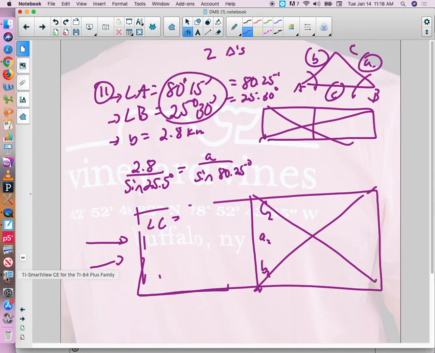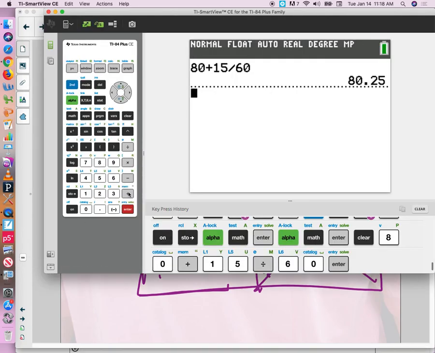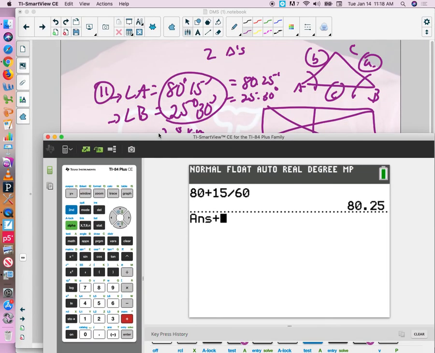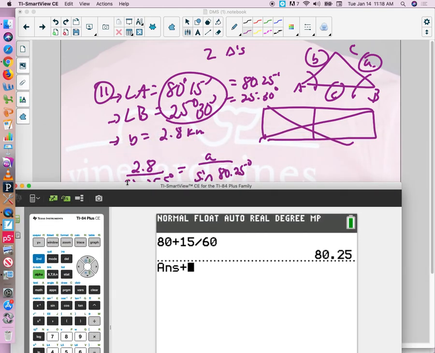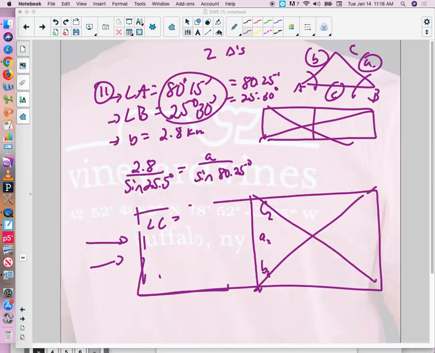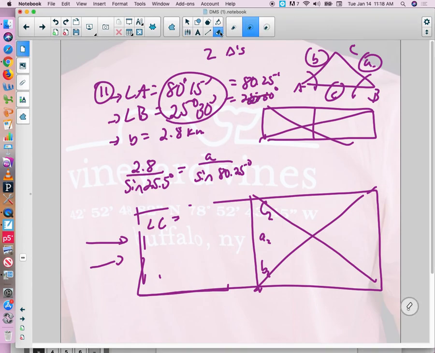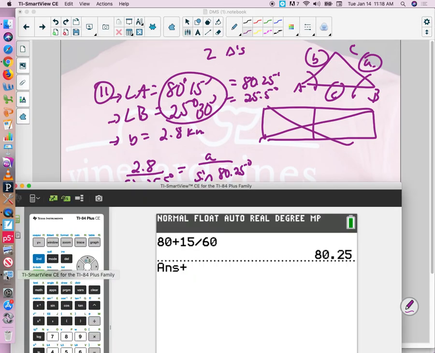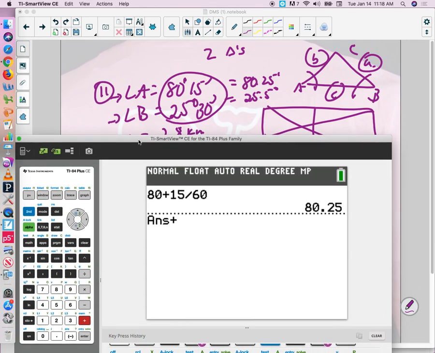All right, so on my calculator, this is what I require. I have 80.25 plus, what was the other one? I already forgot. 25.5. That looks like a 3. Did I write 3? But it's like 30 minutes. Right, so that should be 25. What did I do? Good grief. This is 25.5 degrees. All right, so here we go. I have 80.25 plus 25.5.